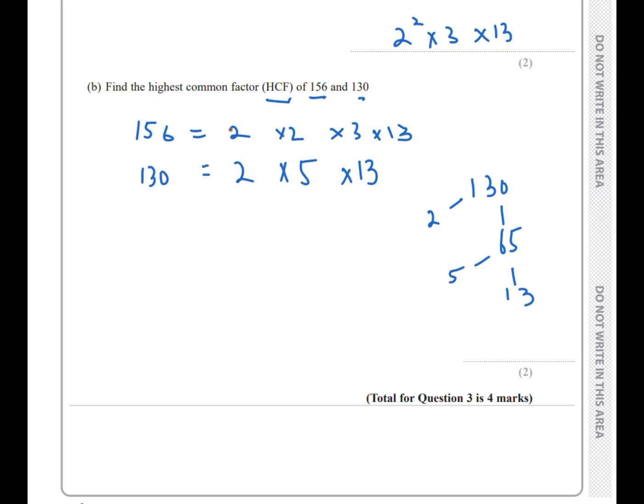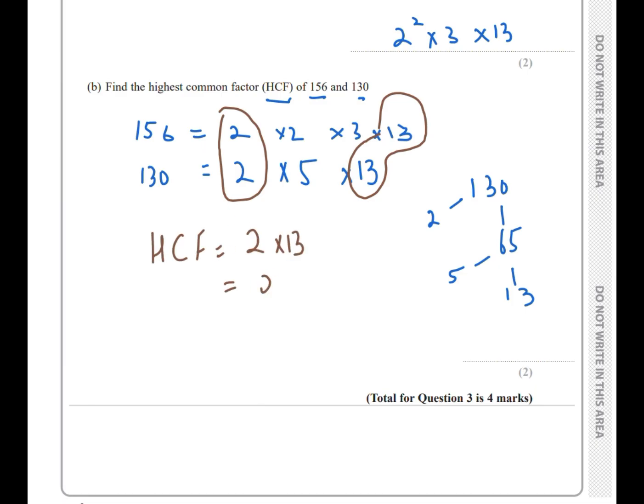Now, if you see, we have 2 common factors between them. One is 2 and one is 13. Sorry about that. Actually, I have a very bad sense of drawing, so you can see that here. Okay, 2 and 13. So the HCF would be 2 times 13, which is 26. So the highest common factor between 156 and 130 is 26. Hope it's clear. And with that, you scored your 4 marks.